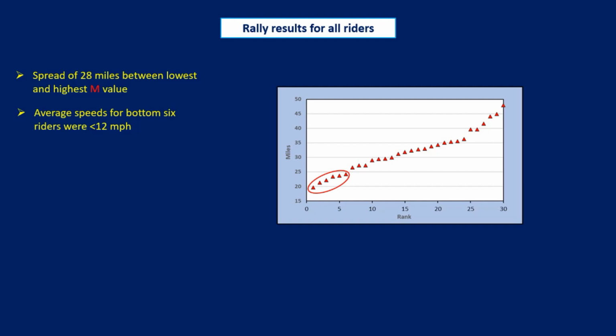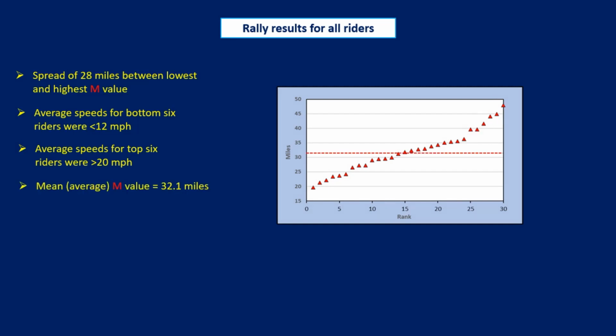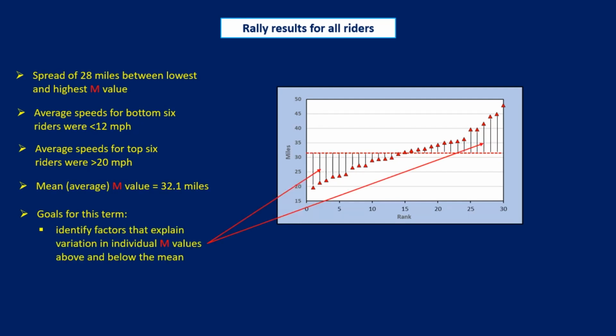On the other hand, I'm wondering what the top 6 riders had for breakfast, because they averaged 20 miles per hour or more over the course of 2 hours. The average or mean value for all riders is 32.1. So here are our goals for the next 8 weeks of this term. First, to identify the factors that explain why individual riders rode more or less than the mean of 32.1 miles. And second, once we understand how much influence each factor has, to make predictions for how riders will perform in next summer's rally. So how are we going to do this?